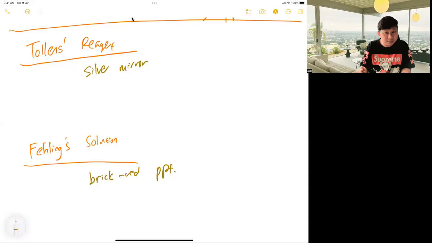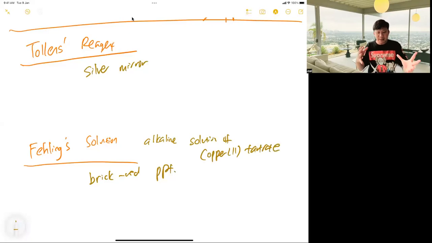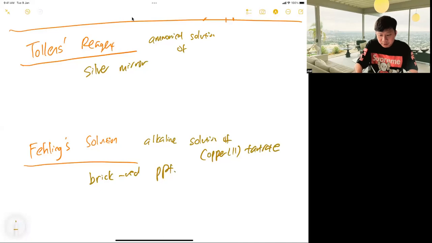I think Fehling's is an alkaline solution of copper(II) tartrate. Different schools put different things. I also can't remember exactly, but at least you know that this occurs, and Tollens' is an ammoniacal solution of silver nitrate.